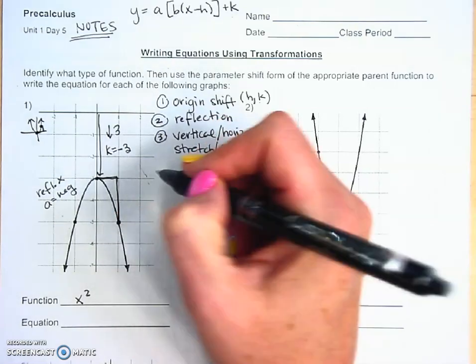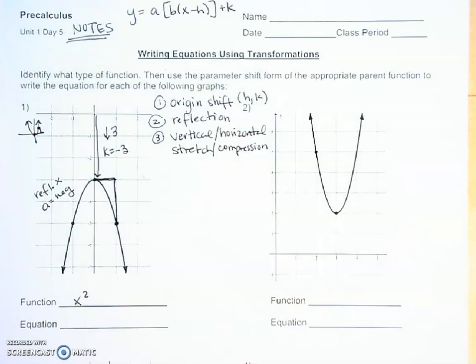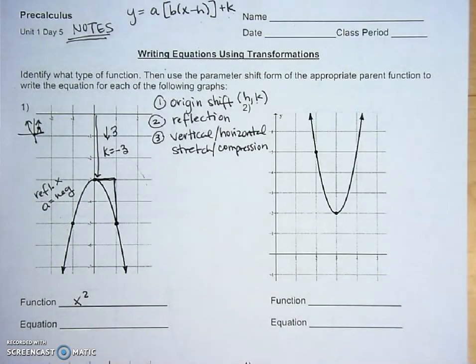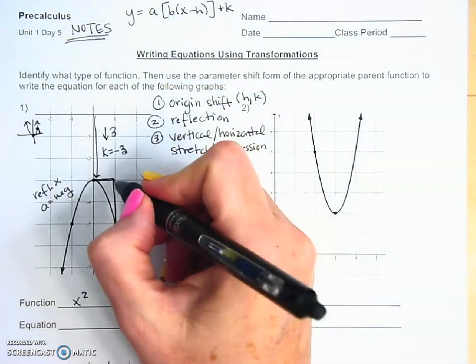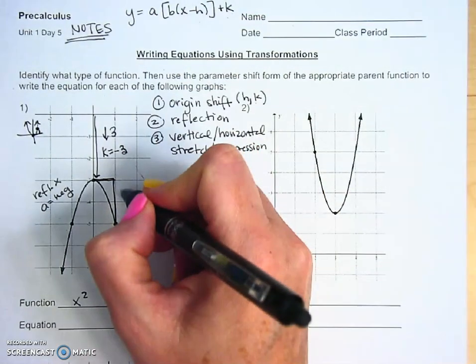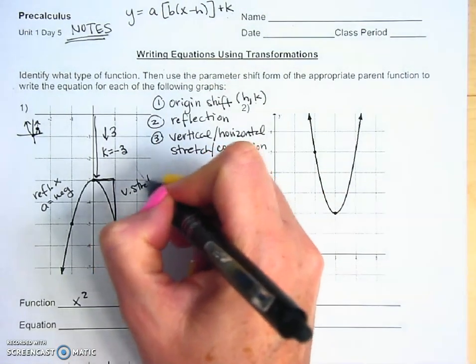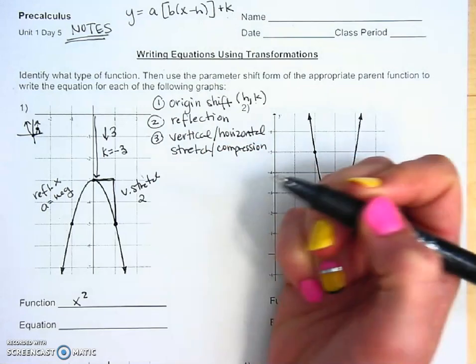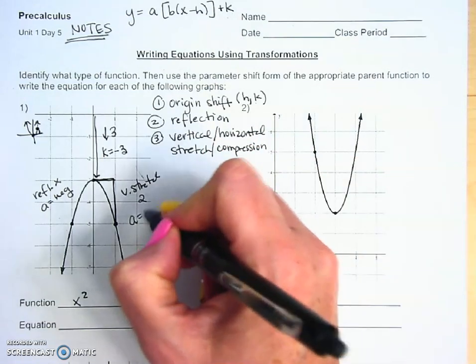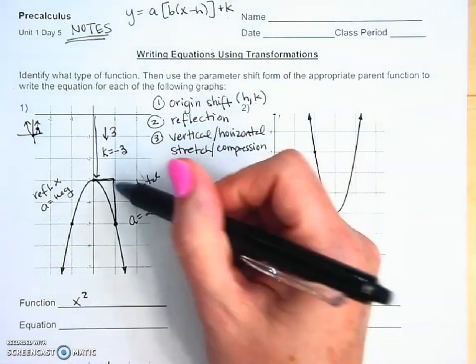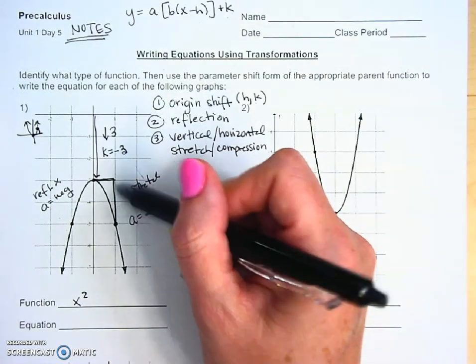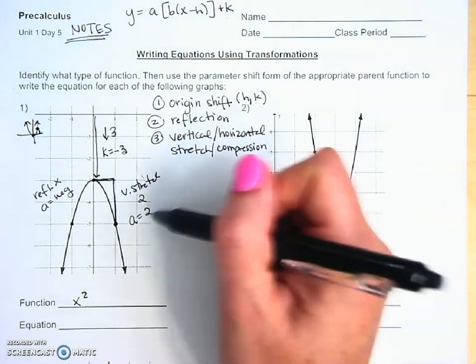So of my original 1, 1, the x didn't change, but the y did. The y value went from 1 to 2. So this is a vertical stretch of 2. That means my A is 2. The original y value should have been just 1 unit, it's 2 units, so it's 2.